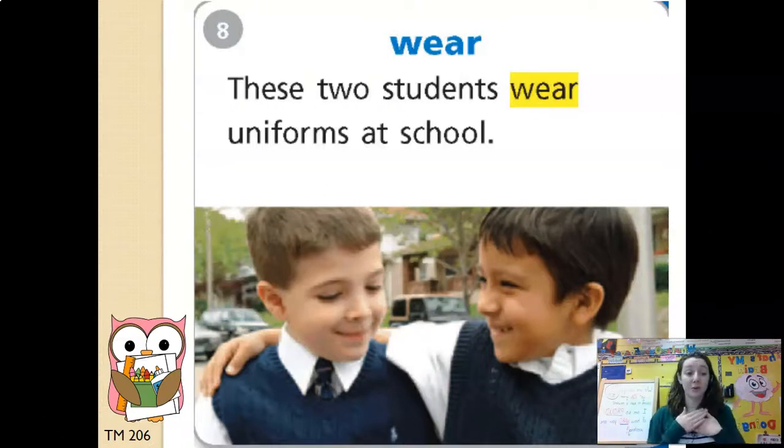So we have culture, traditions shared by a people, community, people around you, languages, transportation, subjects, things you study, lessons, things that are taught, special, it's unique, and wear.